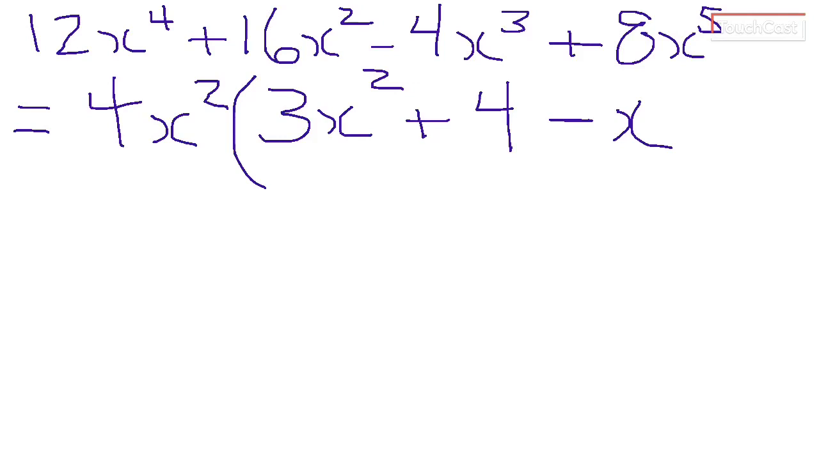And my last term, what do I need to multiply the 4x squared by to get 8x to the 5th? Well, I'm going to multiply it by plus 2x cubed. I ran out of room there, but there's going to be a bracket at the end. And that's all there is to common factoring.